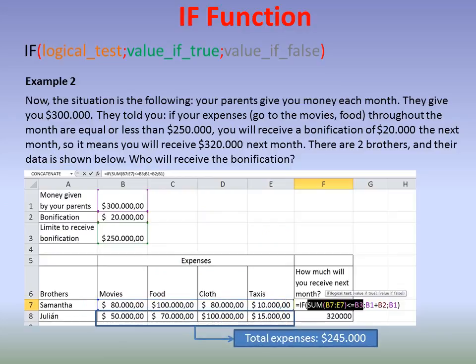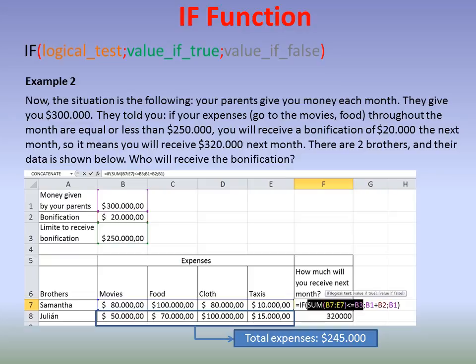In the second example, with the IF function, we have the following. Your parents give you money each month. They give you 300,000 Colombian pesos. They told you, if your expenses, for example, the money you spend in going to the movies, buying some food, etc., throughout the month are equal or less than 250,000, you will receive a bonification of 20,000 the next month. So it means you will receive 320,000 Colombian pesos next month.